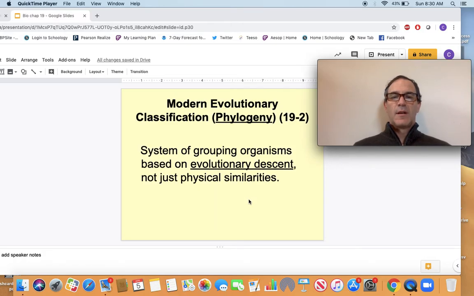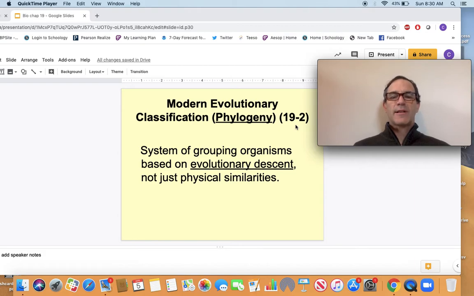Okay. So today's topic is modern evolutionary classification. The scientific word for it is phylogeny, and you can find this in section 19.2. By the way, I encourage you to be reading the textbook this week. Make sure you read chapter 19 before the test on Thursday.